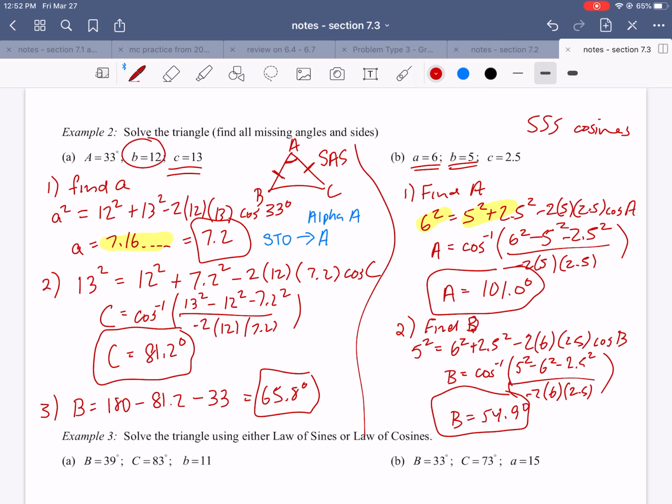Okay, and so step 3 is going to be finding the final side, or sorry, the final angle. Since we have the other two angles, we can just subtract from 180. So 180 minus A minus B is going to give me an answer of 24.1 degrees.